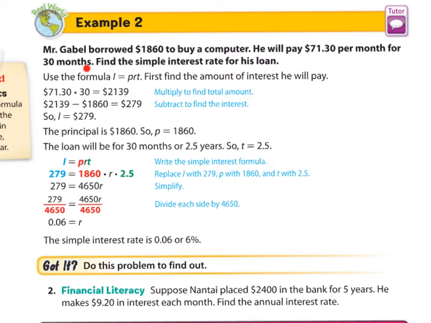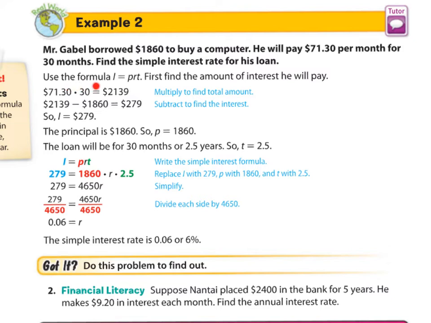Okay, so we have the time, right? And we have to figure out what this is in terms of years. He will pay $71.30 per month, and here's our principal. So we have to figure out how much he's actually paying if he's making these payments for 30 months, because that would be the difference between the original amount he borrowed and what he's paying back.